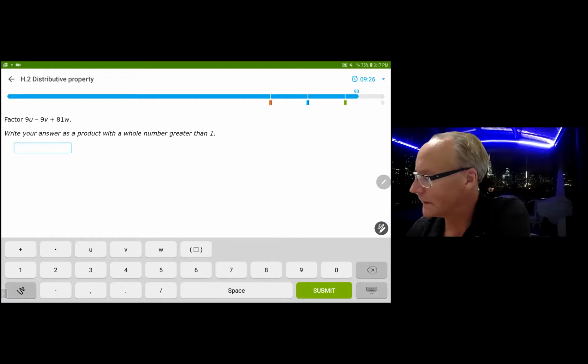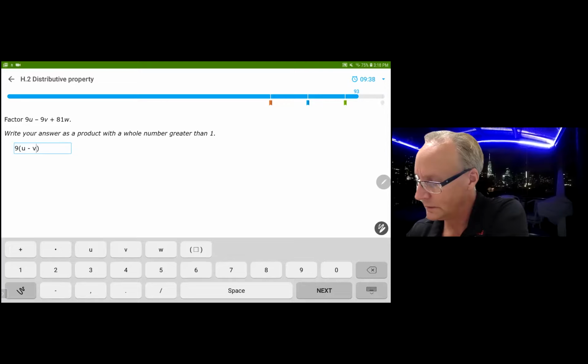So we have a 9 in parentheses. We have a u, don't forget the space. And we have v, and do we have a 9W? Make sure you distribute, make sure it actually works. 9 times u, 9 times negative 9v, and an 81w. Yep.